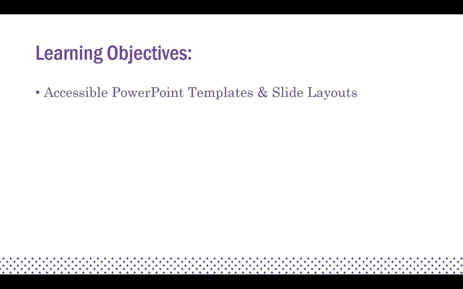Learning objectives. First, I will show you how to choose and locate an accessible PowerPoint template, and I will explain slide layouts, including the importance of slide titles and other placeholder areas for images, charts, and graphs. Next, I will show you how to add alternative text to images, followed by how to make tables accessible.